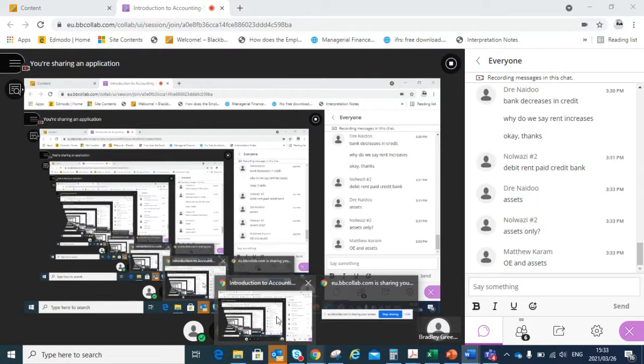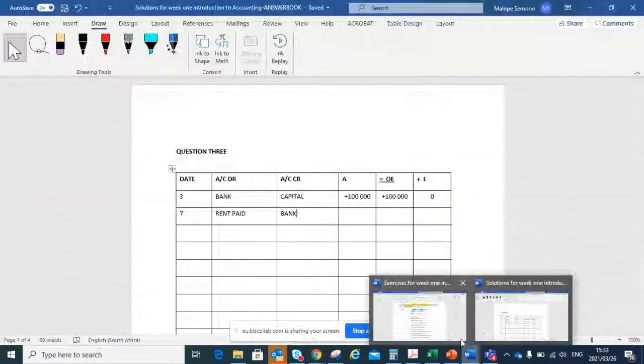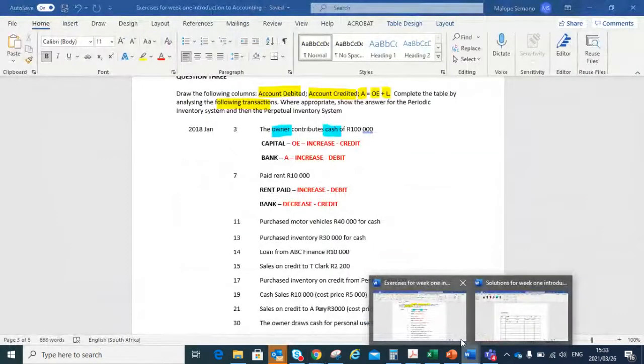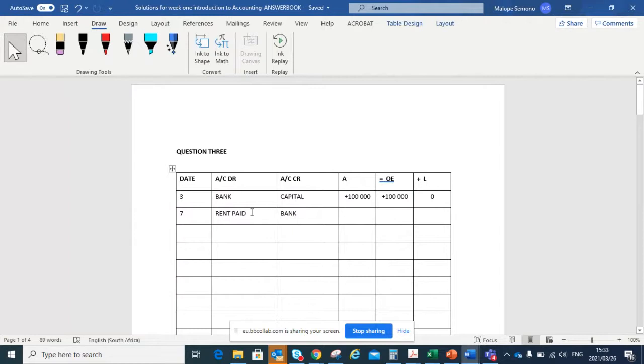Okay, let me go back and explain. You are correct, Matthew. Matthew is correct. Of course, I want to write this thing down. Okay, bank is obvious, it affects assets, but rent is an expense. Remember, write this thing down. Write this thing down, guys. I'm giving you 5 seconds to be ready.